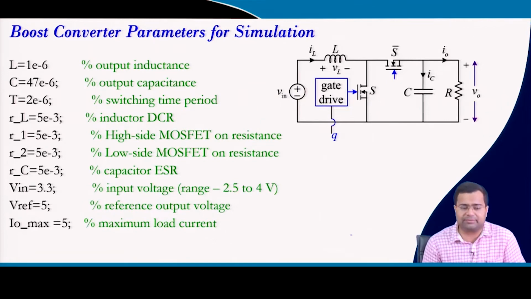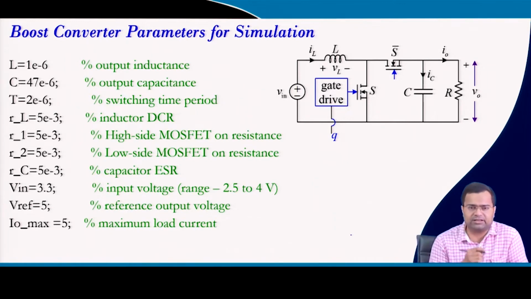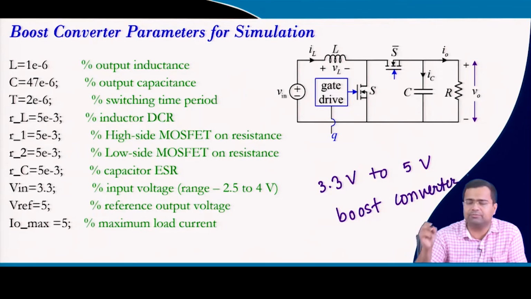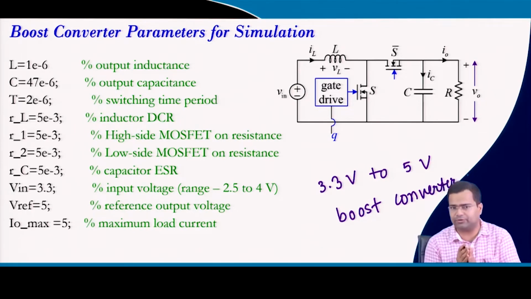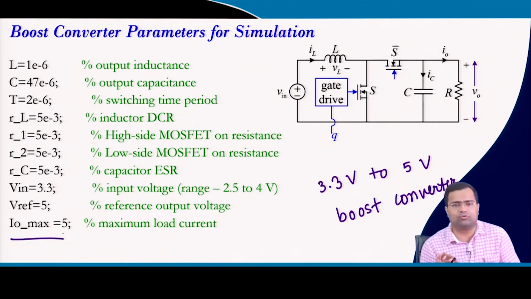We will also consider a boost converter, where the inductor is 1 microhenry and the capacitor is 47 microfarad. Again, we will discuss the selection of inductor and capacitor in the next lecture. Here we are talking about 3.3 volt to 5 volt, which is a simple boost converter, because we are stepping up the input voltage. So, the output voltage is higher than the input voltage, and we need to define the maximum load current, I0 max.